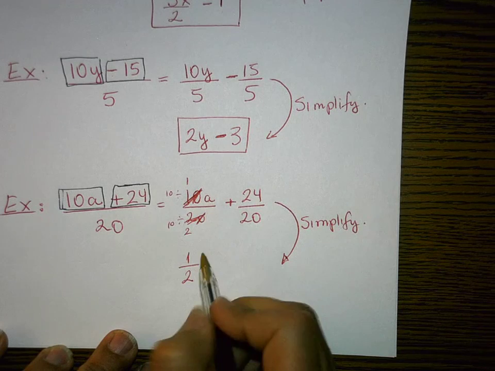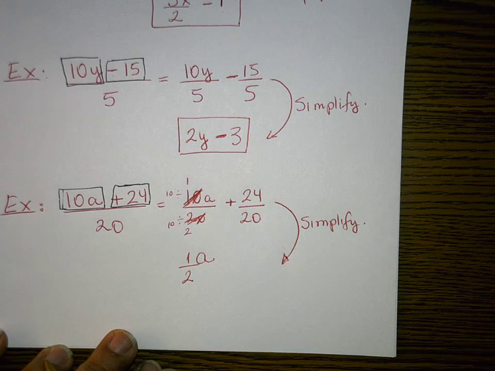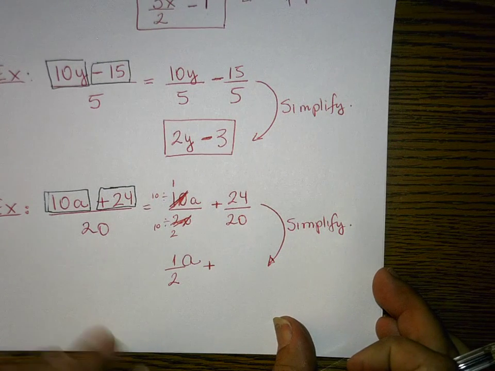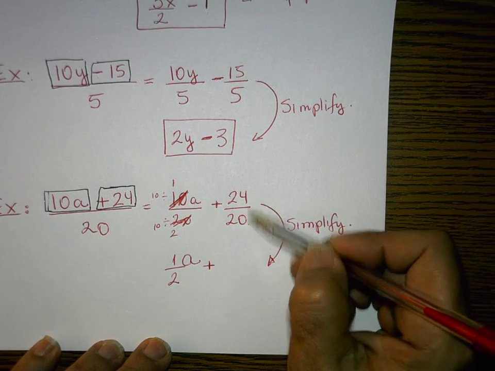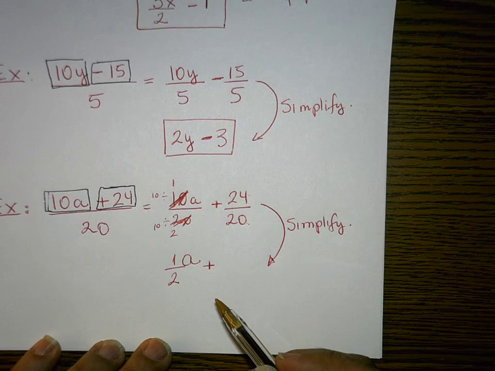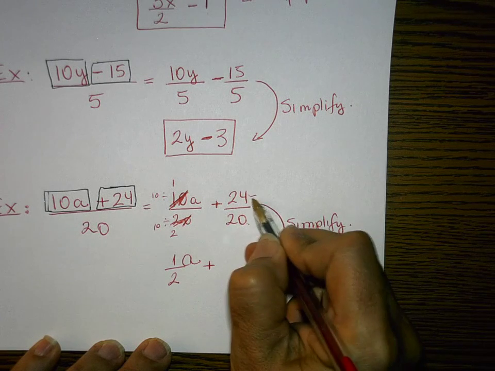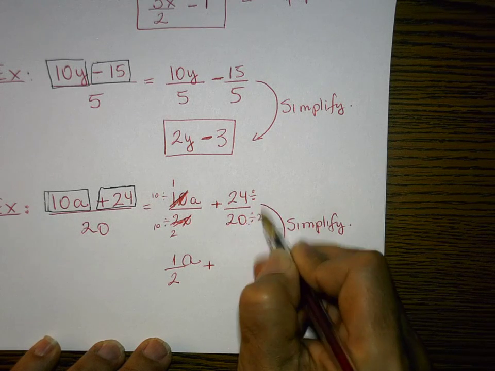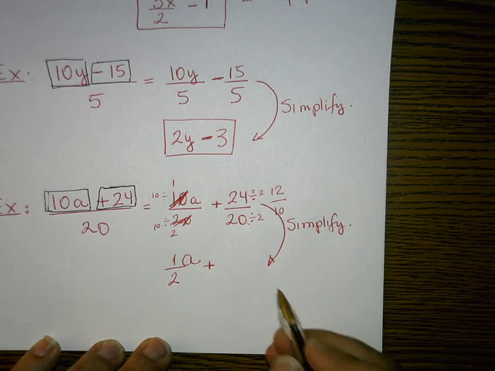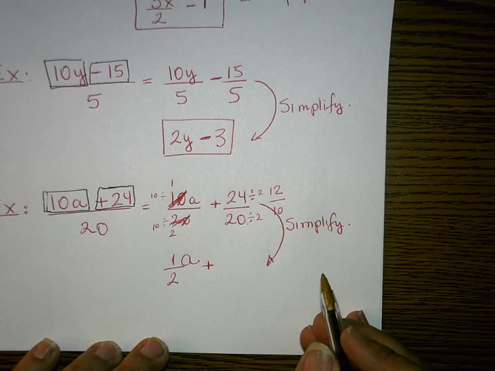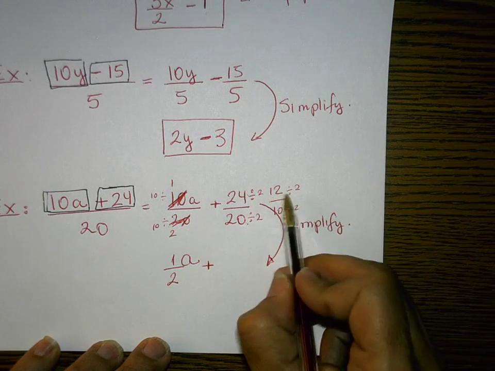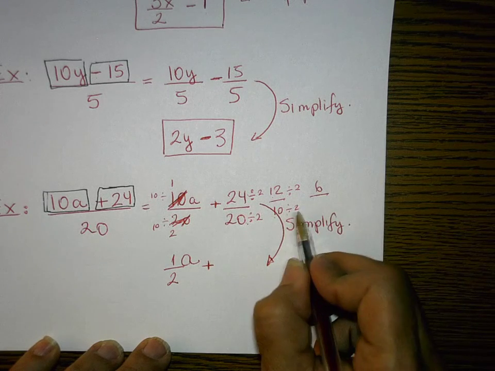My variable still stays here, 1/2 times a, plus, now let's think of a number that we can divide both of these values by. Okay, so how about, you can go by 2's. If you have a hard time dividing it, it's okay, go by 2. If I divide this by 2, I get a 12 divided by a 10. And you look at it and say, I still can divide it by 2 again. So divide it by 2 again. And 12 divided by 2 is 6. And 10 divided by 2 is 5.